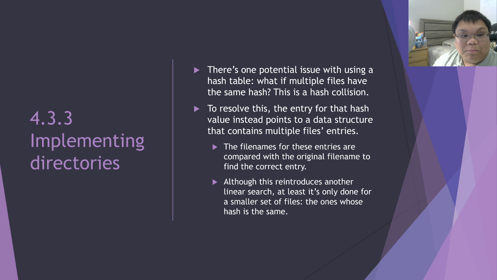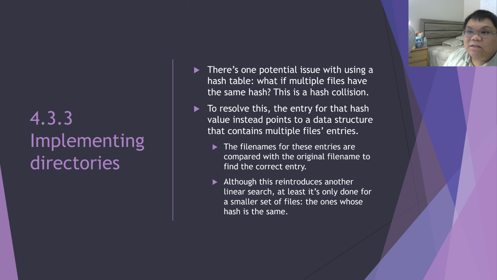There is one possible issue with this. What if we have more than 64 files? That means by the pigeonhole principle, we have 2 files that have the same hash value. This is called a hash collision. So, if we have 2 files whose hash values are both 31, what do you do with those 2 files' information? Well, instead of storing it in the table, you have a pointer to a data structure that stores those files in a list.